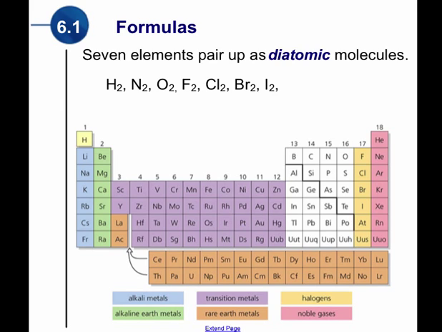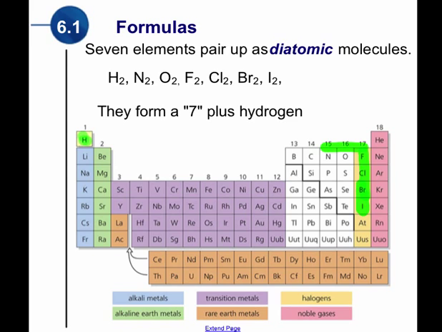Now we're going to talk more about why that is a little bit later, but an easy way to remember is look for the 7. These 7 form as diatomic molecules. They form a 7 on the periodic table, and then we can't forget about hydrogen over here. They form a 7 plus hydrogen.